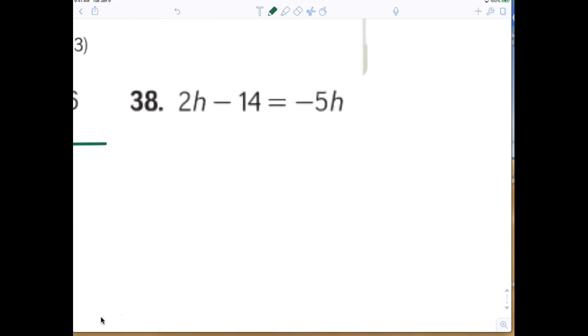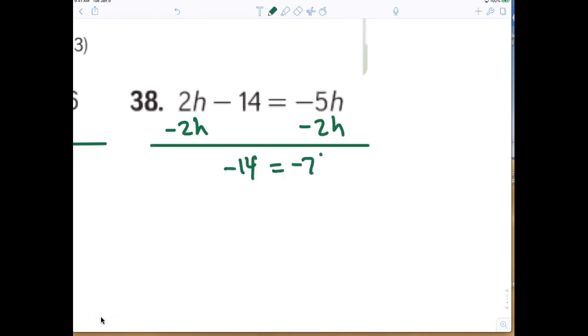Now here, the easiest thing to do is to just push the 2h over. Does everybody agree? If I move the 2h, it's going to be minus 2h. Minus 2h, minus 2h. Negative 14 equals negative 7h. So what does h equal? Positive 2. Everybody okay with that? All right, I'm liking it.